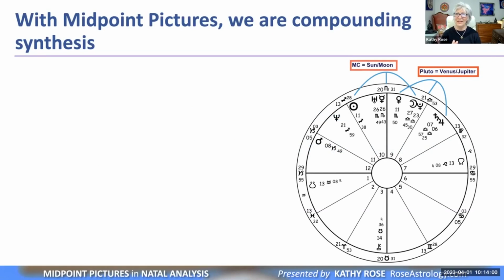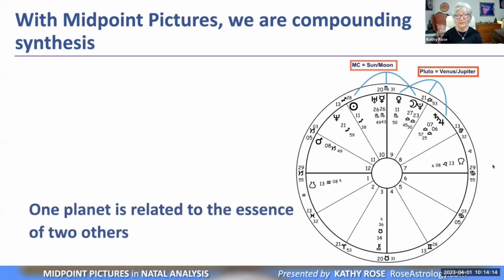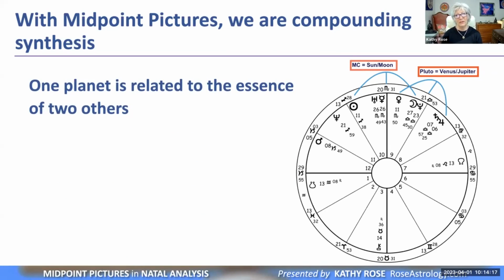And it is so important to understand now we are going to be compounding synthesis, because we're not just looking at 2 planets connected, we're looking at 3. So this horoscope is one of my clients. She is an artist. And I started working with her many, many years ago when she was just starting out, and she was selling her art in shows in her art tent, usually outdoor shows.